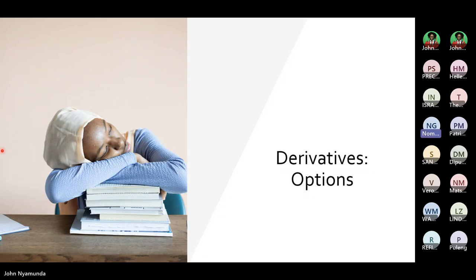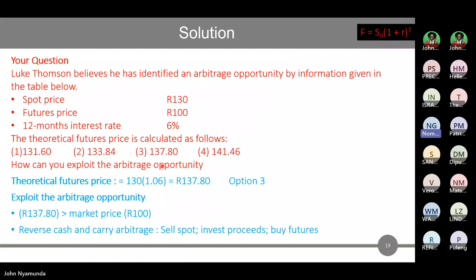Sorry, sir, to take you back. I just wanted to get confirmation on how we actually exploit the arbitrage. So we buy the futures contract, which locks in the price at 100. Then we sell the spot at 130. At maturity, you get 137. So with that 137, you then go and buy the asset at 100. Yes, definitely. I just wanted to see if I'm on the right track. Thank you.